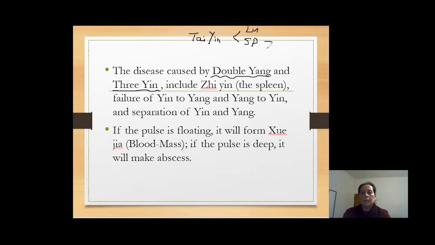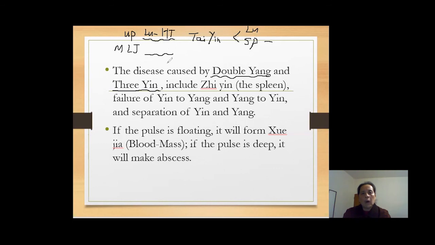Spleen, by the organs, we separate. We know all the zang organs belong to yin, but we still can separate in other chapters. We still can separate upper jiao like the lung and the heart, compared with lower jiao, middle or under lower jiao. Certainly upper jiao organs belong to yang and the lower jiao belong to yin.